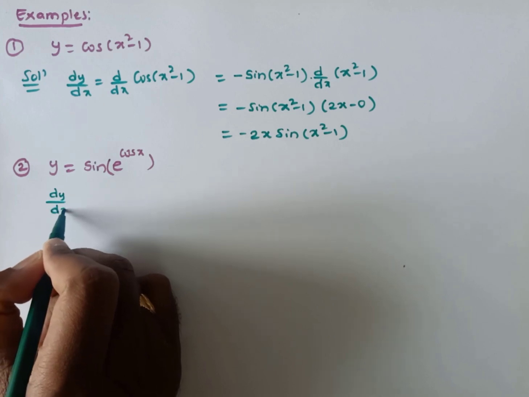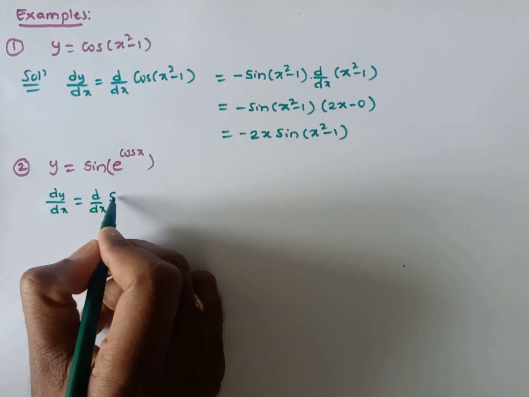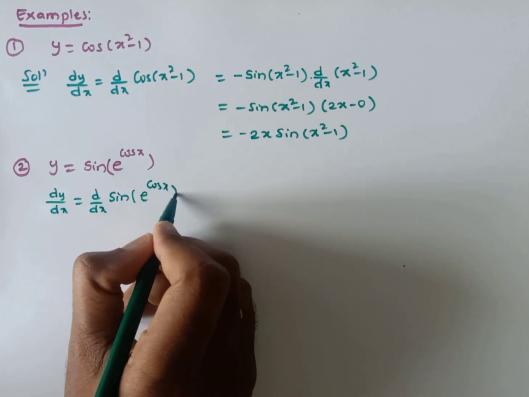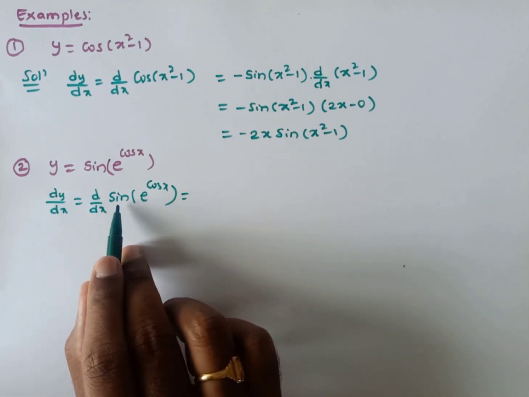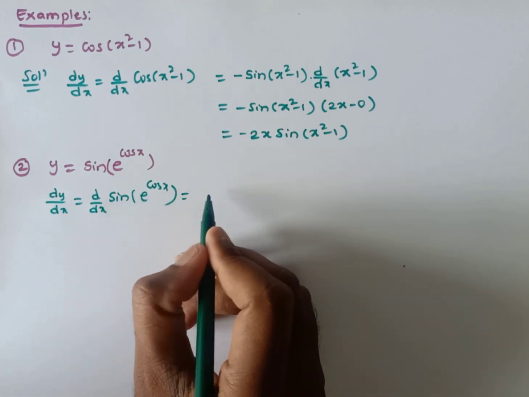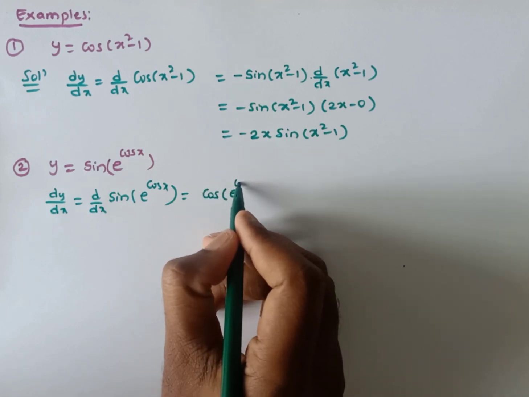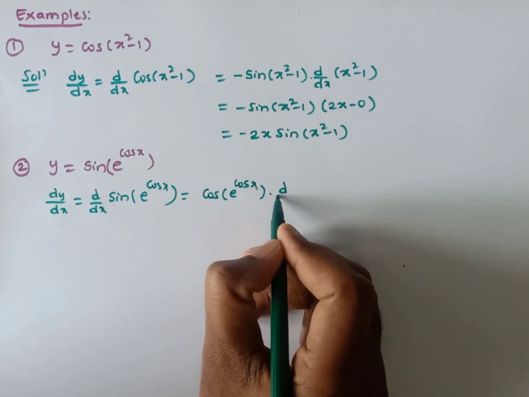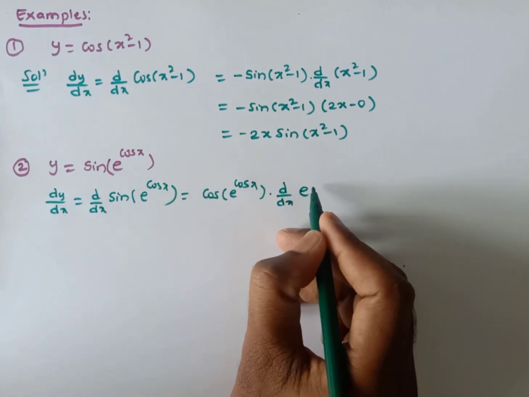So dy by dx is equal to d by dx of sine of e to the power of cos x, right? Meaning here you need to apply the derivative thrice. See, first do the derivative of sine. The derivative of sine is cos. This is as it is, cos of e power cos x, into the derivative of, as of now the inner function is only this one, that is e to the power of cos x.